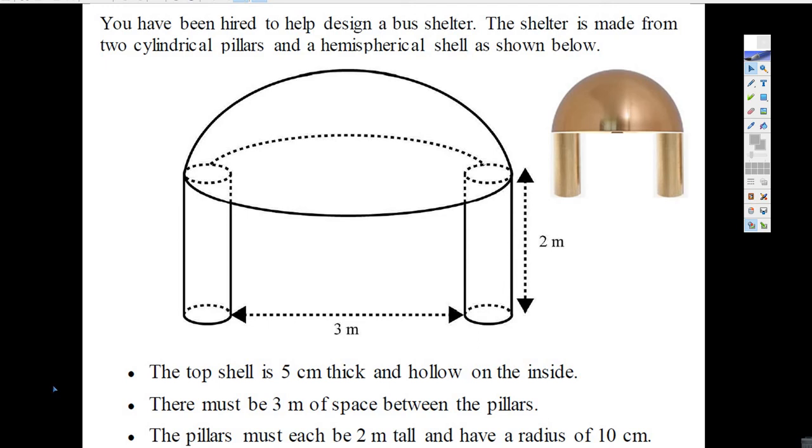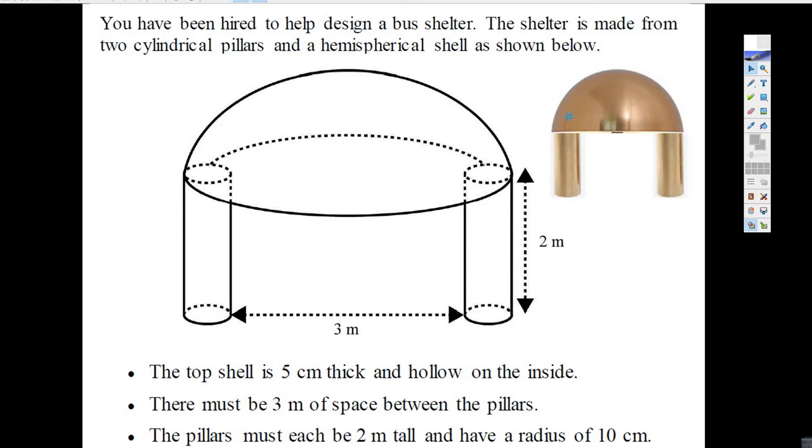Okay, this is a grade 11 measurement problem from Fishhook High School 2015. And, well, let's just try it. It says you have been hired to help design a bus shelter. The shelter is made from two cylindrical pillars and a hemispherical shell, as shown below.